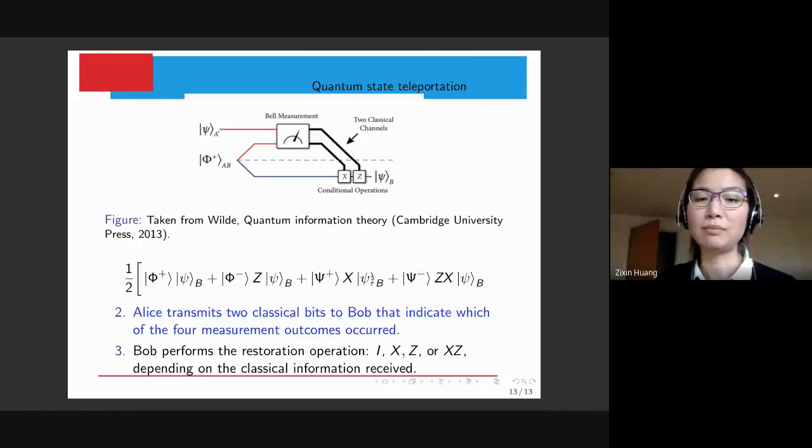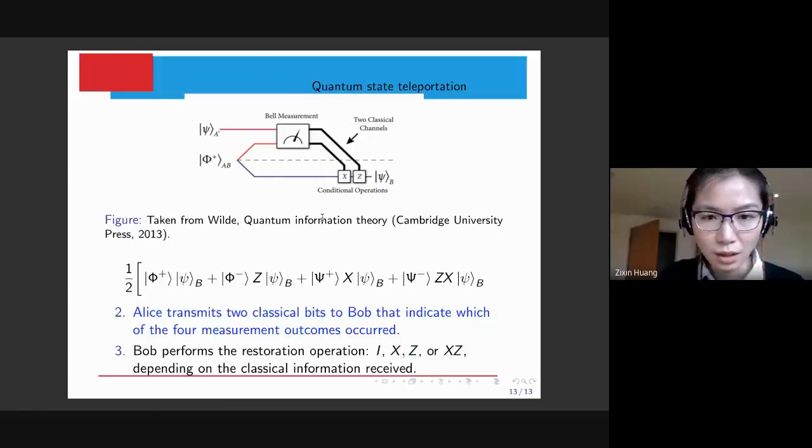So if we were to do the maths properly, you would see that if we were to mix these 4 states together, then the final state is independent of the coefficients alpha and beta. Whereas if Bob is given this information, then he can restore alpha and beta perfectly. So that's the end of the quantum state teleportation protocol.